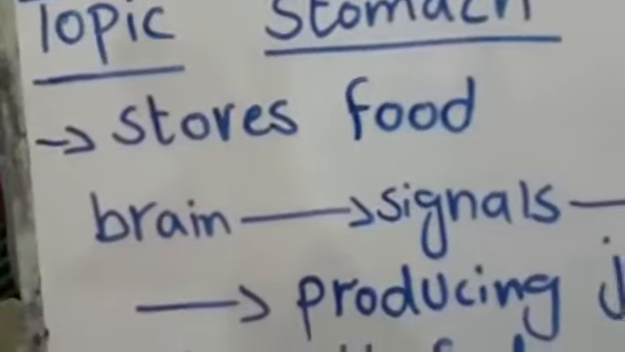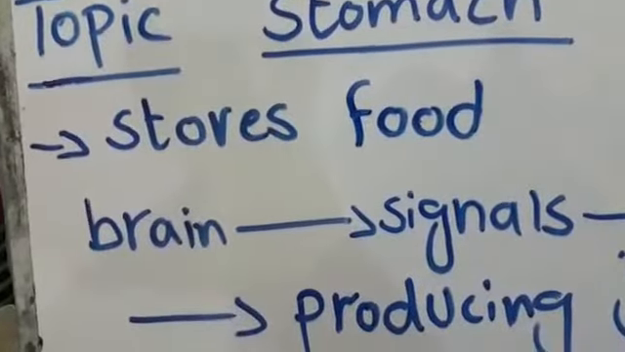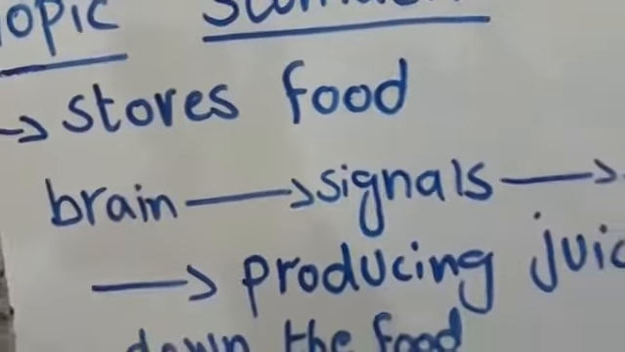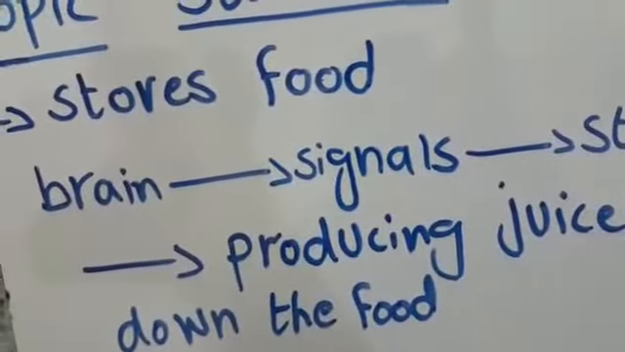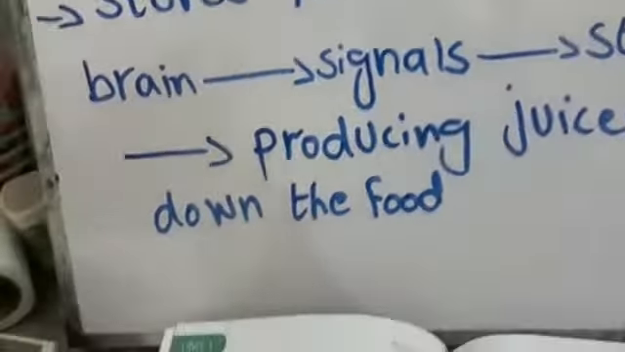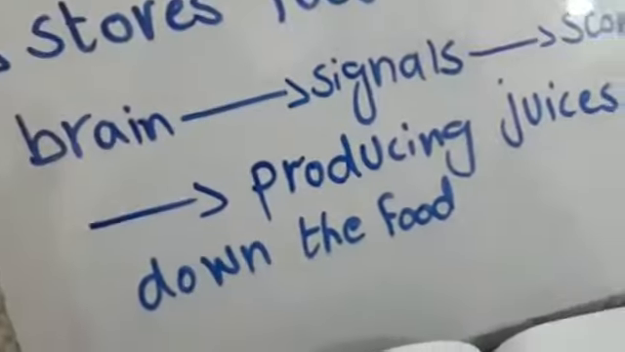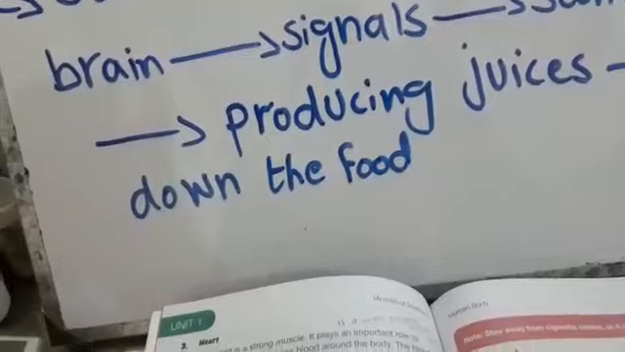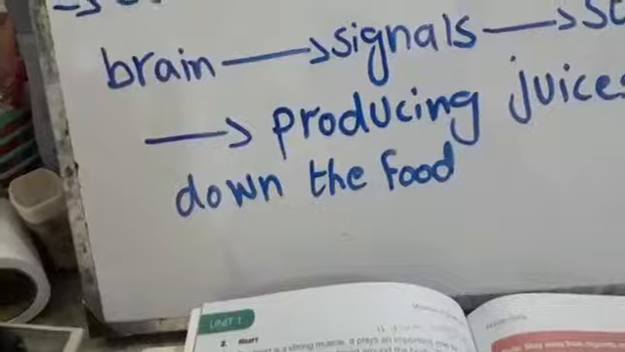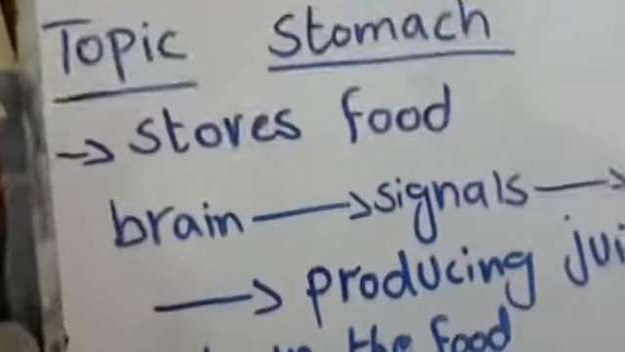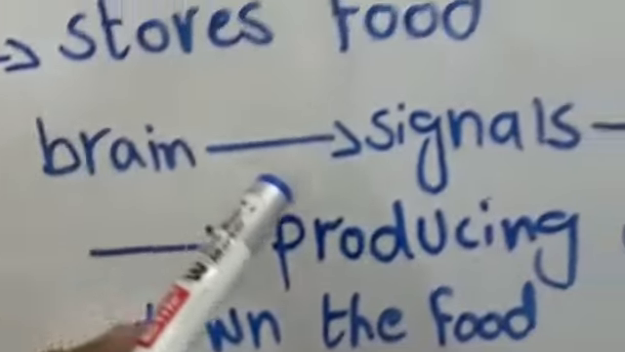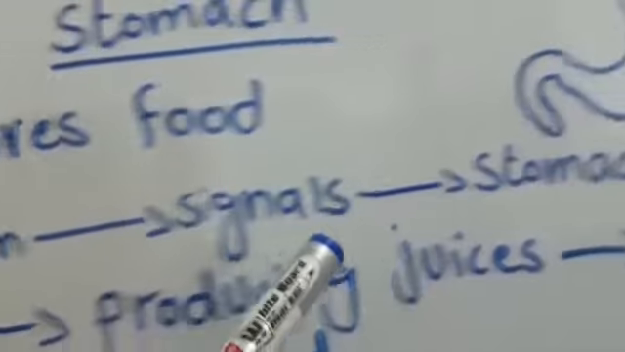What is the main function of the stomach? Stores food. Stores food for a short time. Okay, when we eat something, the brain sends signals. Eating means the process from our mouth to our stomach. How does the food go from our mouth to our stomach? For example, when we eat something, the brain sends signals to the stomach.